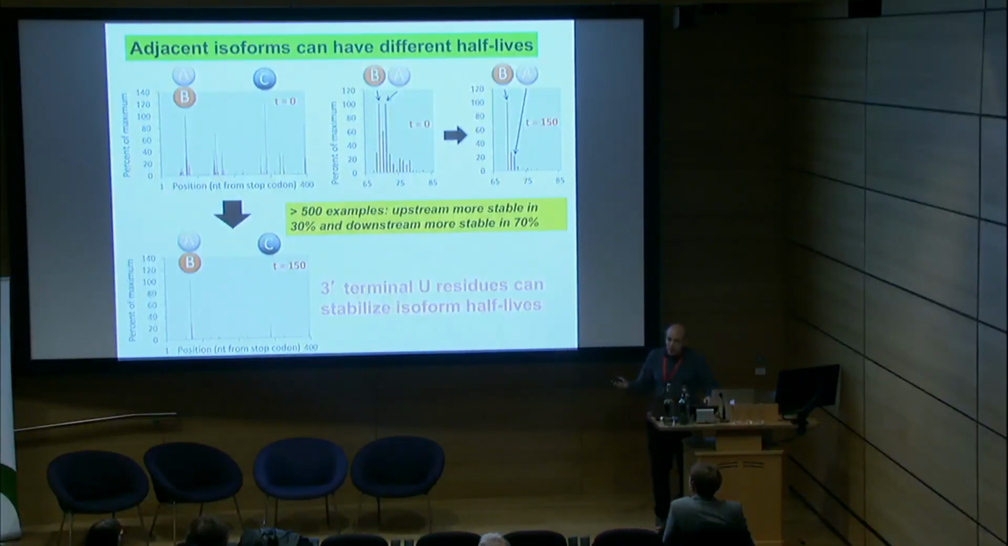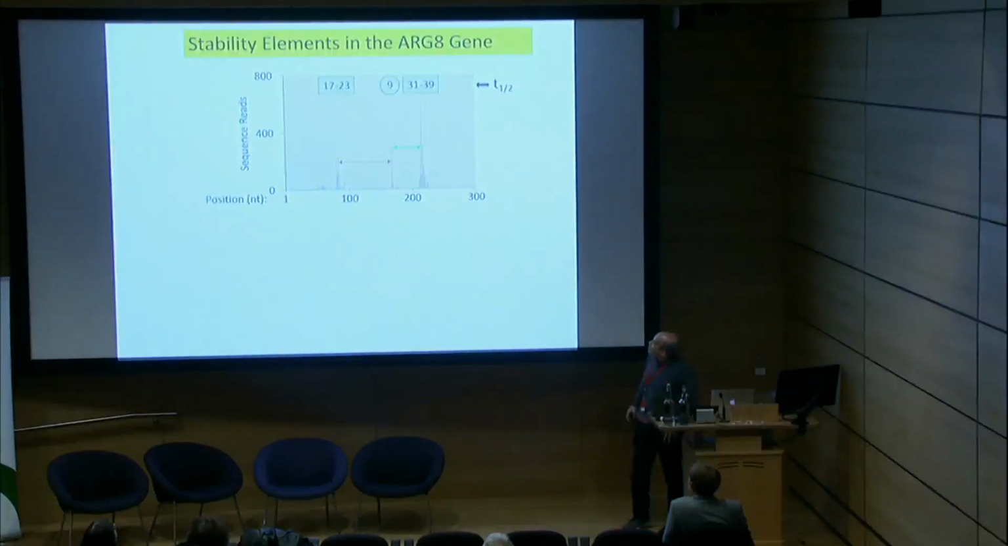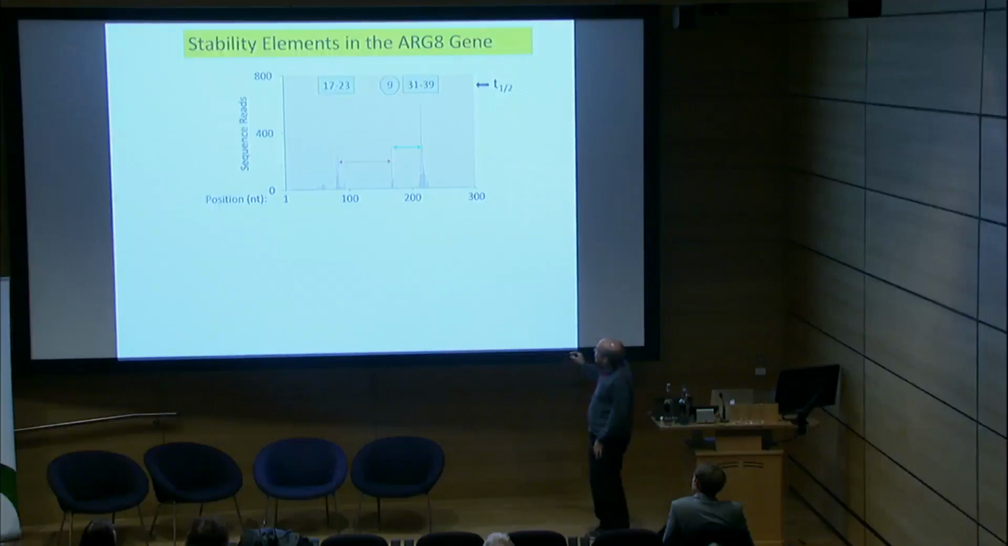Now, that's an interesting curiosity, but the more powerful use of this is to look at it in the following way. We basically discovered something we call an isoform cluster. An isoform cluster is a series of isoforms that are all very close together, and they all have the same half-life. So all these isoforms have this half-life, this cluster is this half-life, and this cluster is that half-life.